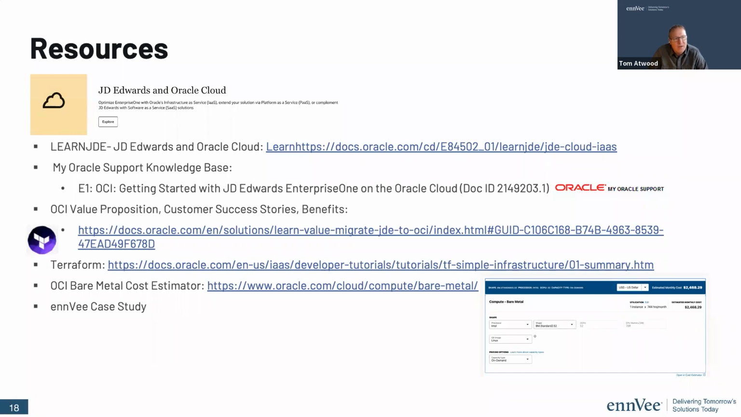What your options are. There's also, in the knowledge base in My Oracle Support, a doc that has links to a variety of other docs. It's Getting Started with JD Edwards EnterpriseOne. The doc IDs are there. That's a really good place to start. There's also a value proposition, customer success stories, and benefits site where they can walk you through a number of things.